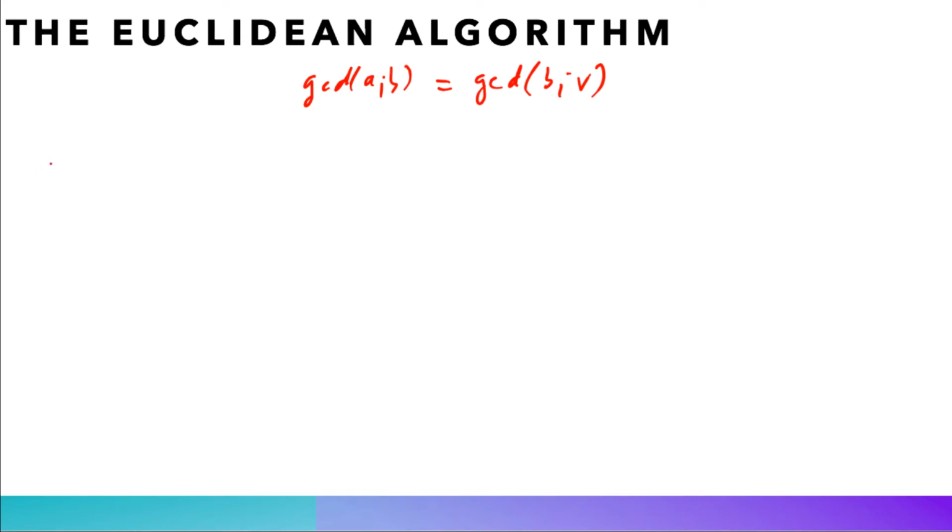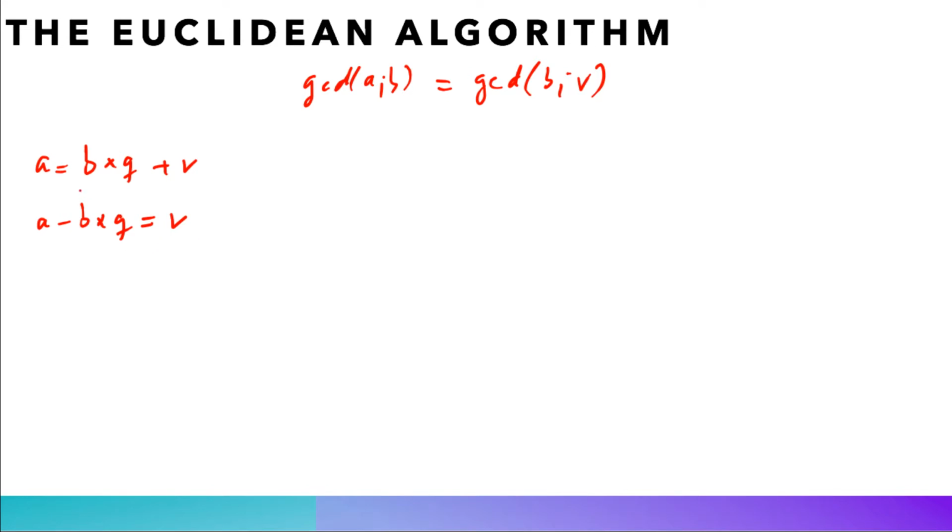Indeed, if you divide a by b, one gets a equals b times q plus r, where q is a quotient and r is the remainder. And if d is a common divisor of a and b, then d must divide the difference between a and b times q, which is a minus b times q, and this is equal to r. So here we proved that if d is a common divisor of a and b, then d must divide r.